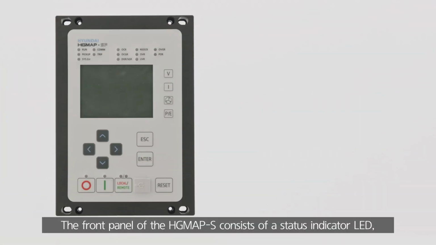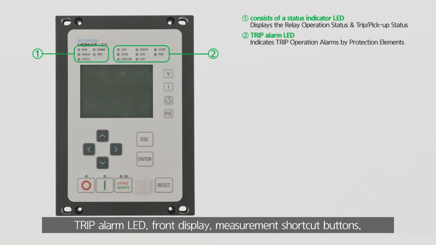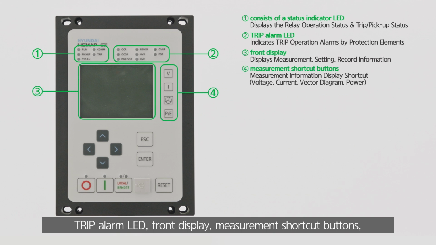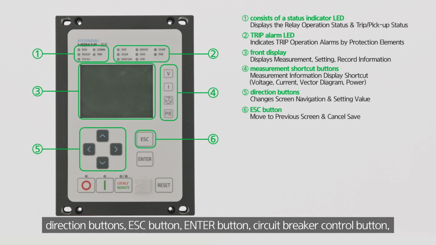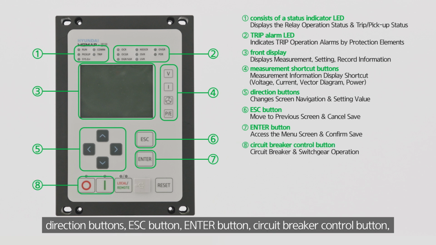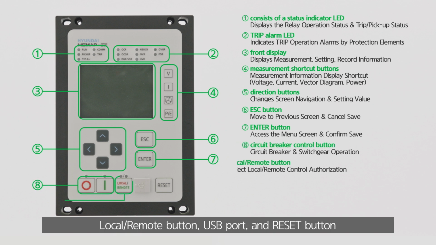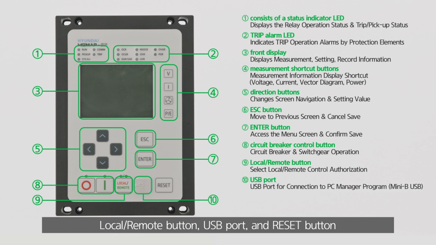The front panel of the HGMAP-S consists of a status indicator LED, trip alarm LED, front display, measurement shortcut buttons, direction buttons, ESC button, enter button, circuit breaker control button, local remote button, USB port, and reset button.